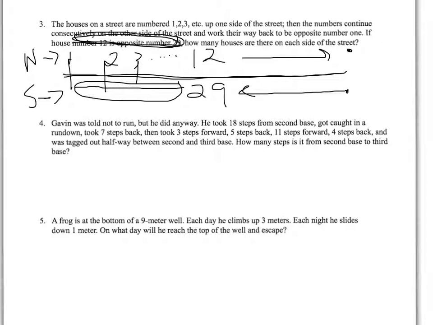11 plus 29 is going to give us 40 houses. If there's 40 total houses, we know there's 20 houses on each side of the street.